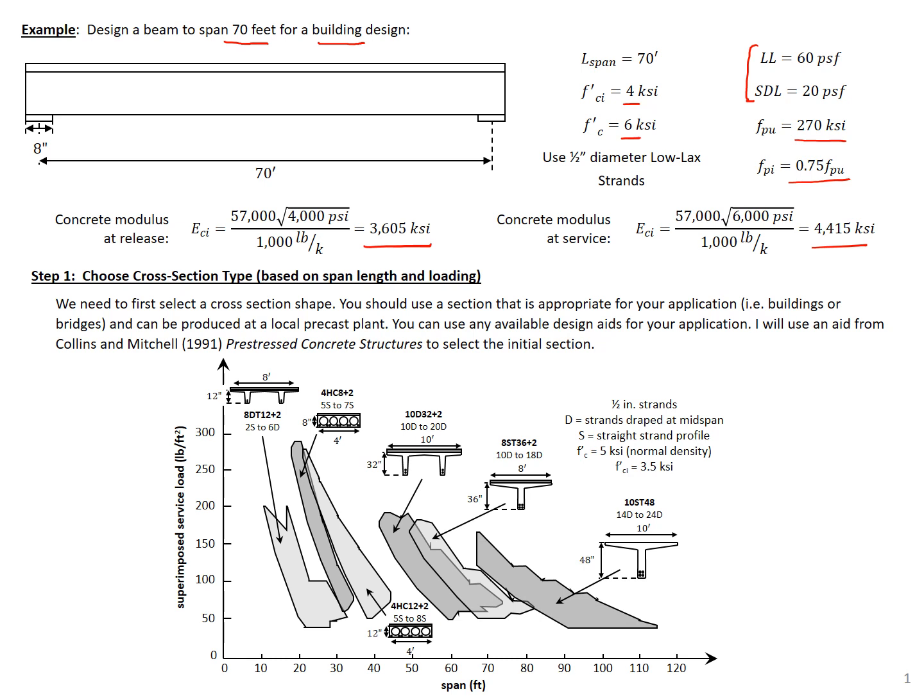So we have a span length of 70 feet, and we have a superimposed service load of 60 pounds per square foot plus 20 pounds per square foot, which will give us 80 pounds per square foot. So based on this, I'm going to choose this 32-inch deep double T as our starting point.